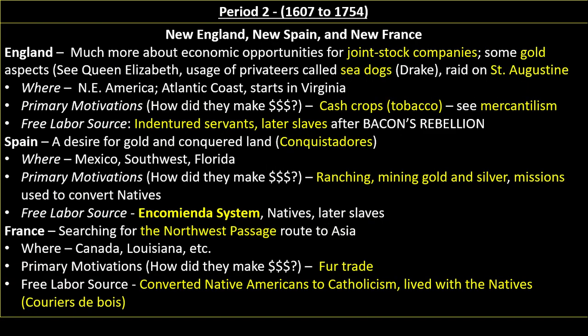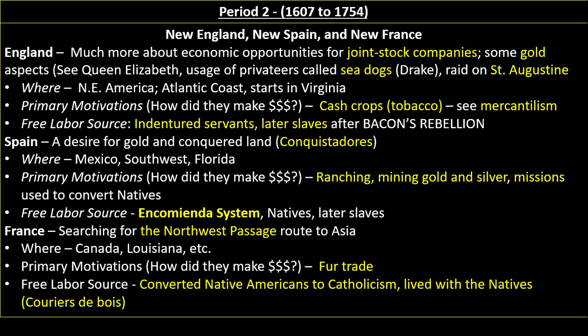I'd be familiar with New England, New Spain, and New France. With the English, they were much more about economic opportunities for the joint stock companies, like the Plymouth Company and the Virginia Company that we studied earlier. They were interested in gold. Always remember the three G's when we're talking about England, Spain, and France: God, gold, and glory. Why are these people coming here, and what are they in search of? And so for the English, they are interested in wealth and riches.